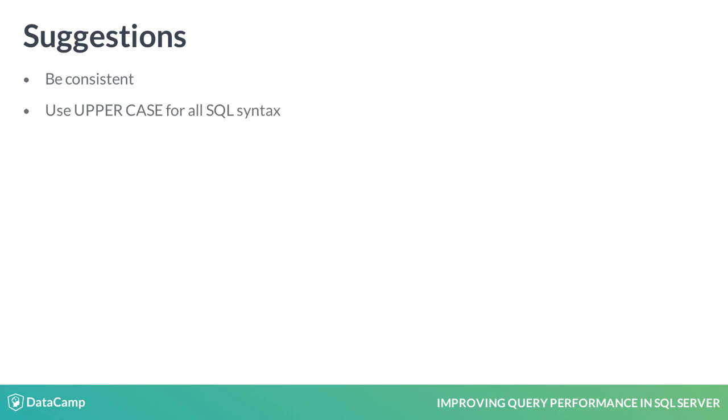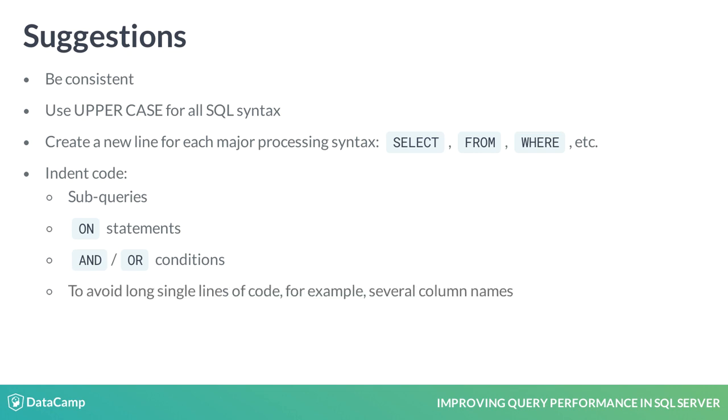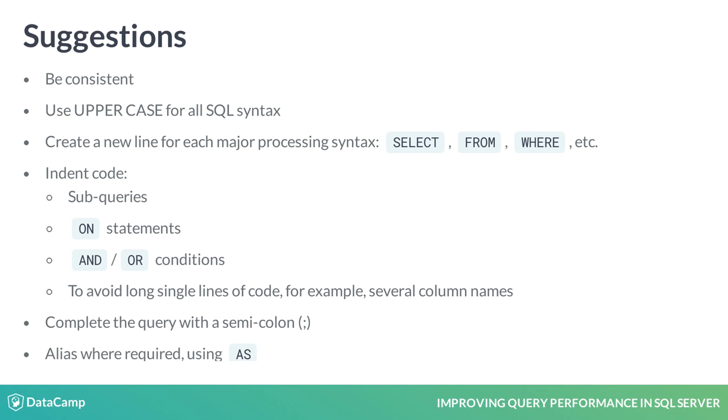Use uppercase for all SQL syntax. Create a new line for each major processing syntax, for example, select, from, and where. Apply an indent to subqueries, on statements, and or conditions, and to avoid long single lines of code, for example, many column names. Complete the query with a semicolon, and alias where required using as.